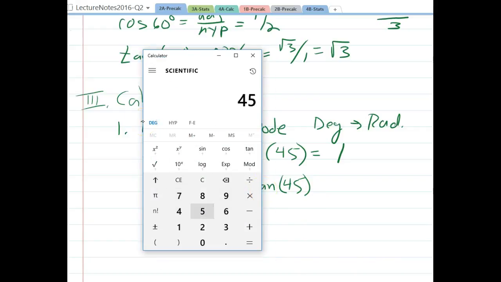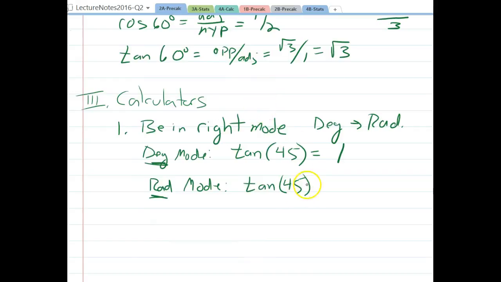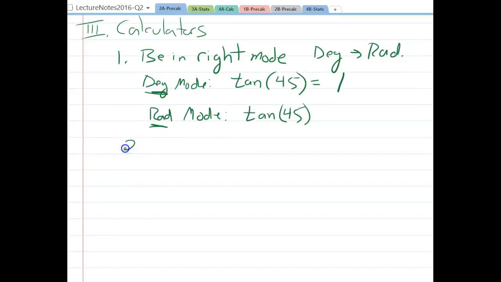I'm in degrees, so I hit 45 and tangent, I get the number 1. But if I put myself in radians mode, and take 45 and take the tangent, I get 1.6197. I get a number that is an incorrect answer because it's assuming those are radians. So we have to make sure we are in the right mode depending on what units our angle measurement is in. Also, we have to make sure that we use the parentheses carefully.